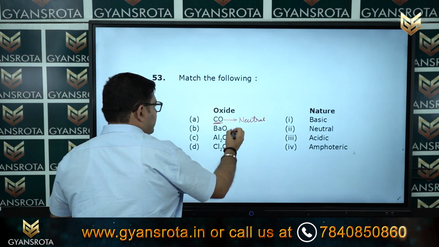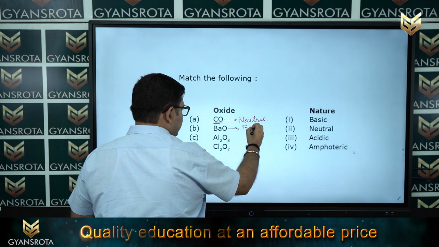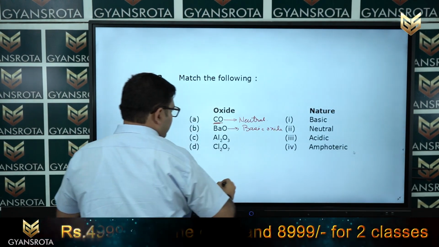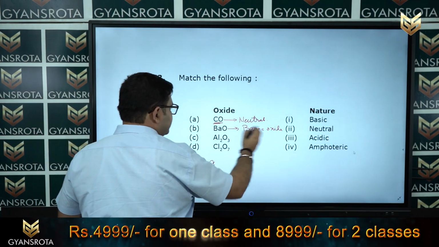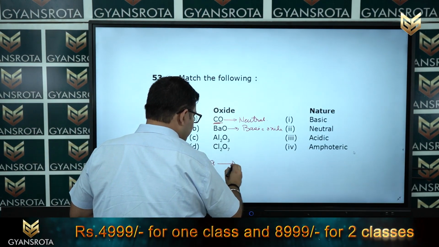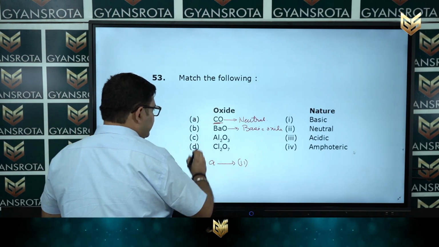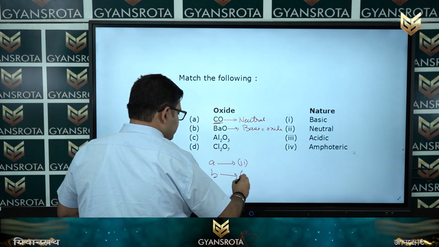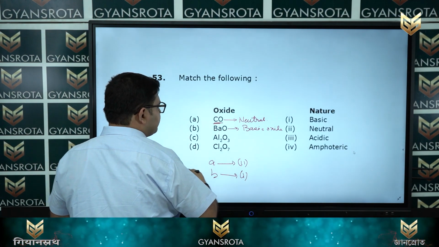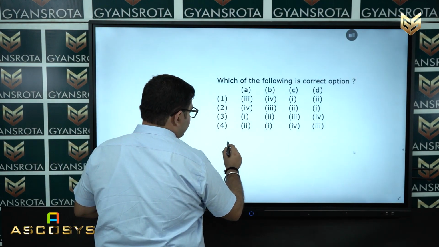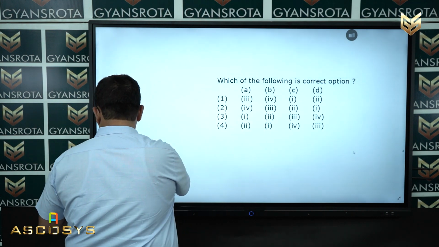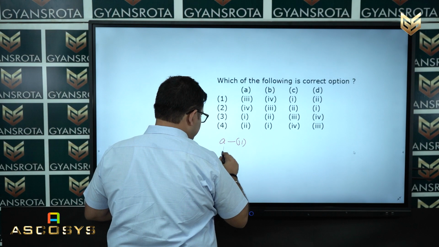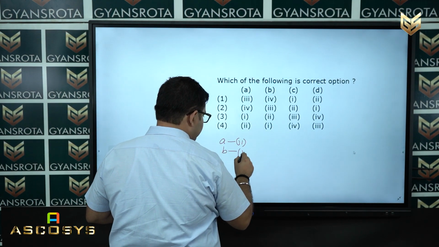Okay. And your barium oxide is nothing but this is your basic oxide. Now, if you see your A is matching with your 2 and your B is matching with 1. So, now let us see what are the options they are given. So, if you see our option A is matching with 2 and option B is matching with 1, right.